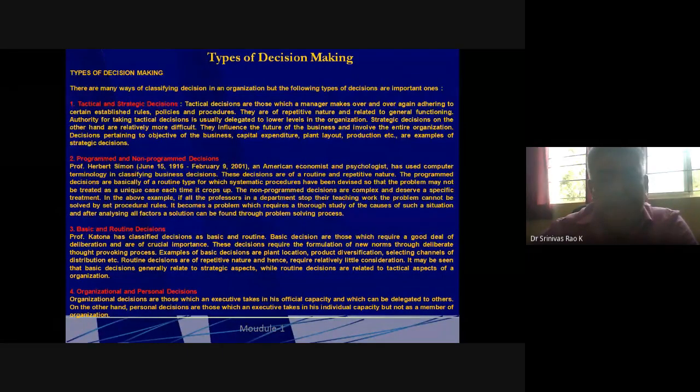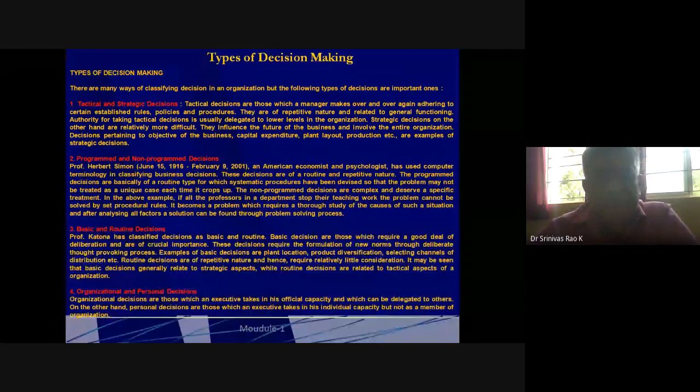An American economist and psychologist has used computer terminology in classifying business decisions. These decisions are of a routine and repetitive nature. The programmed decisions are basically of a routine type for which a systematic procedure has been devised, so that the problem may not be treated as a unique case each time it comes up. The non-programmed decisions are complex and deserve a specific treatment.